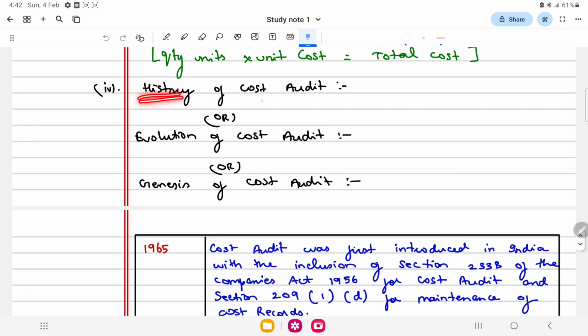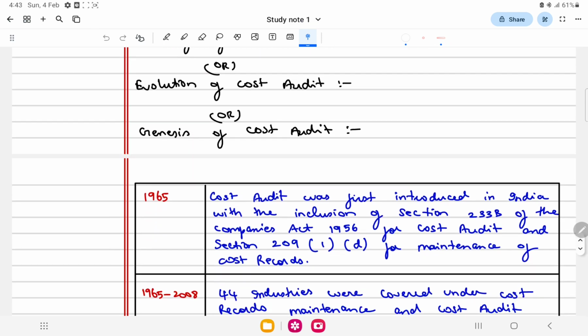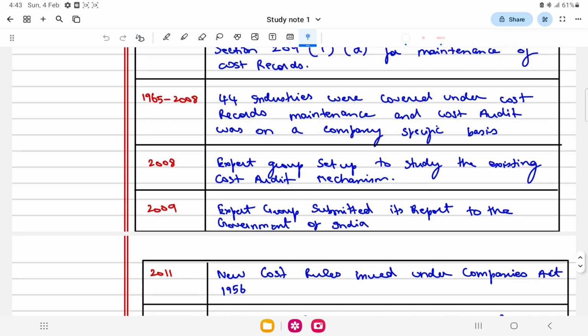The next is history of cost audit. It may be asked as evaluation of cost audit, or genesis of cost audit. So either way the question can be asked: history, evaluation, genesis of cost audit. So you have to remember a few years.